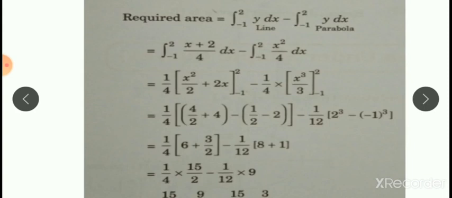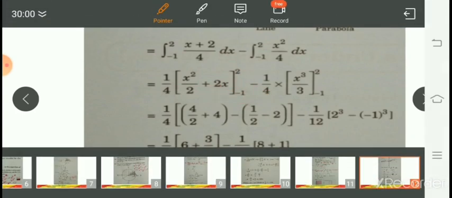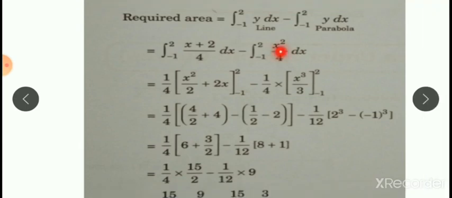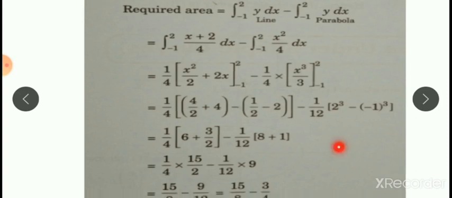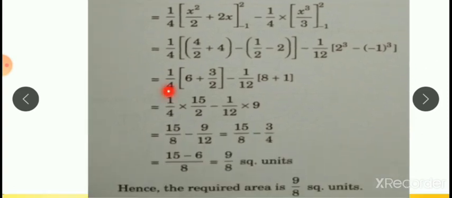Now integrate. Its integration is x square by 2 and 2 means 2x. Lower limit, upper limit. Minus 1 upon 4 is constant. Integration of x square is x cube by 3. Now substitute limits, upper limit minus lower limit. Here also substitute upper and lower. Rest of the calculation you know. These are all calculation parts. Finally we are getting 9 upon 8 square unit.